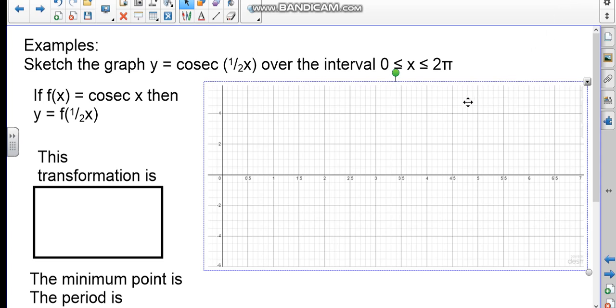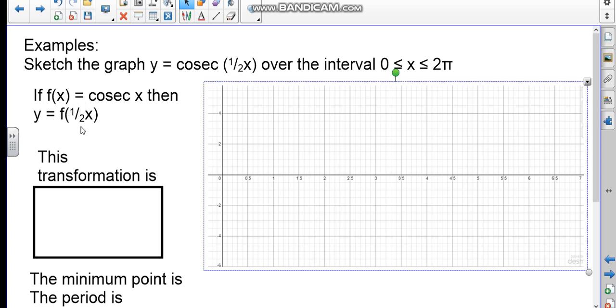Okay, so this example asks us to sketch the graph y equals cosec half x over the interval 0 to 2 pi. So if cosec x is my function, then the points I'm plotting are y equals f of half x.